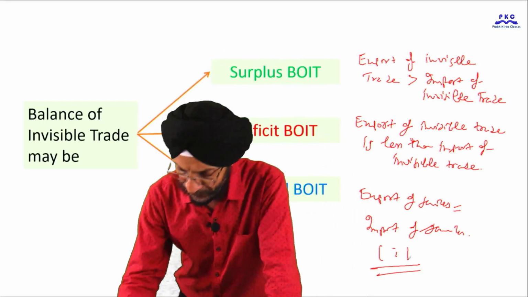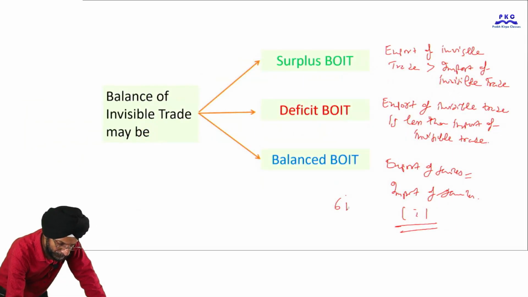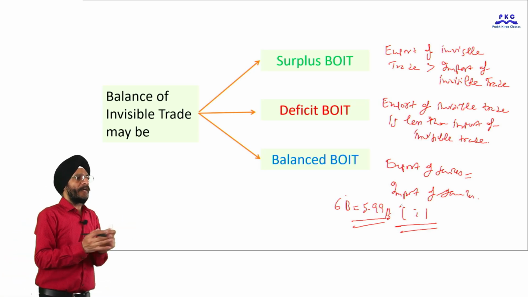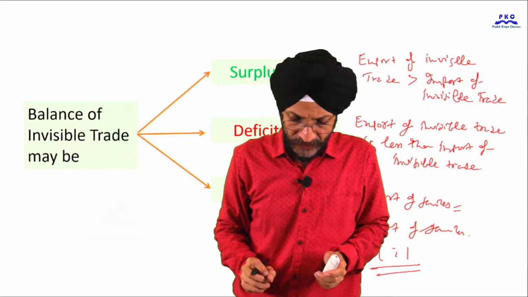No. If the exports are, say, 6 billion, then 5.99 billion will be taken as balanced BOIT. Both the sides should be roughly equal to each other.